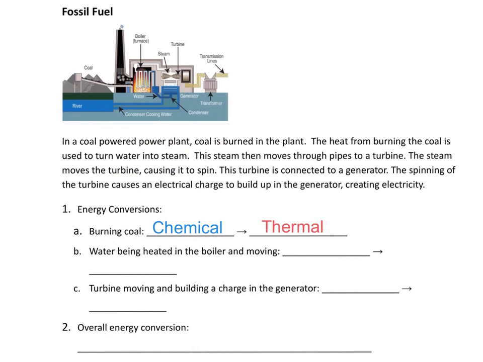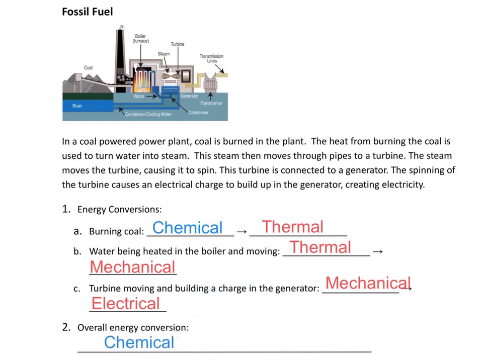That thermal energy, again, is going to heat water that will become steam. It will move and then end up moving a turbine. That mechanical energy of moving a turbine then can produce electricity or electrical energy. Our overall energy conversion this time is chemical energy ending up with electrical.